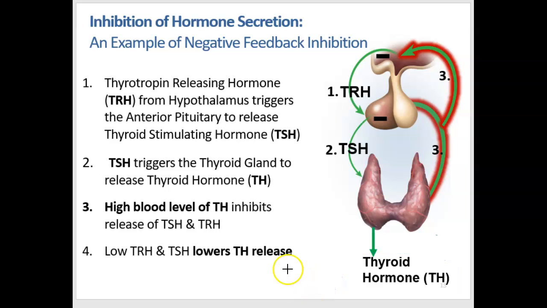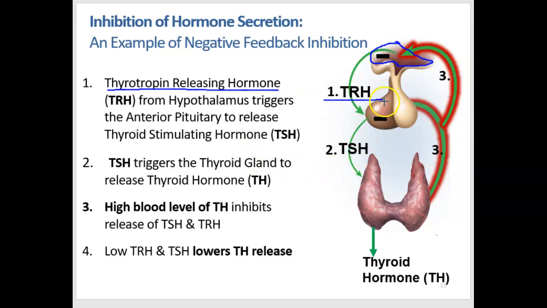So the way this negative feedback works with thyroid hormone anyway, is that normally we see that the hypothalamus releases a hormone known as thyrotropin releasing hormone, TRH.